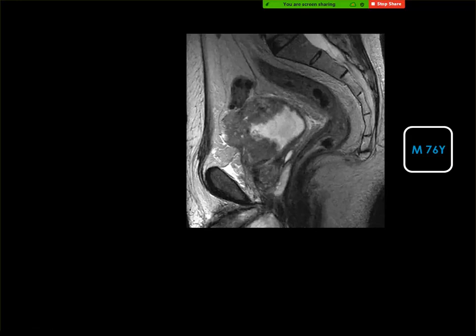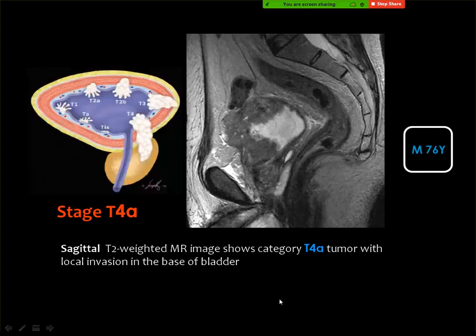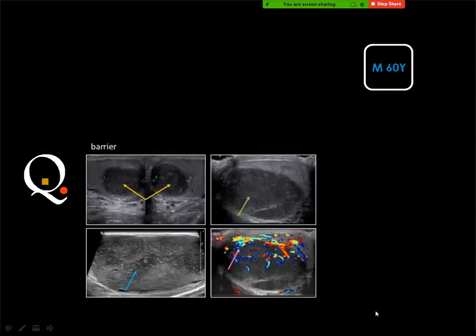Urinary bladder mass. Yes, what do you think? Urothelial carcinoma, transitional cell carcinoma. Yes. The most common by far solid urinary bladder mass is urothelial carcinoma, and you know the staging of the urothelial cancer according to the invasion of the urinary bladder and the adjacent structures that has been mentioned in the lecture.